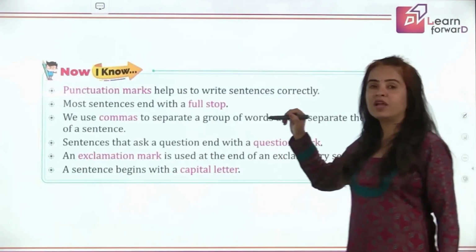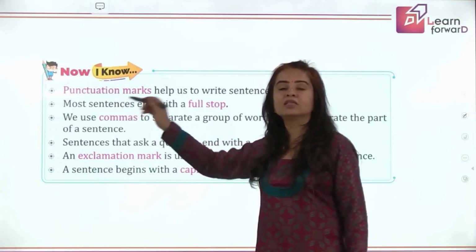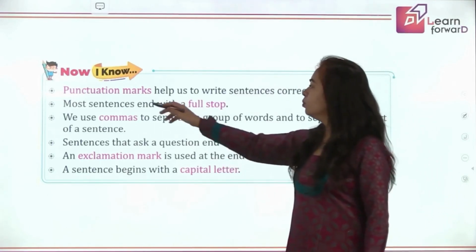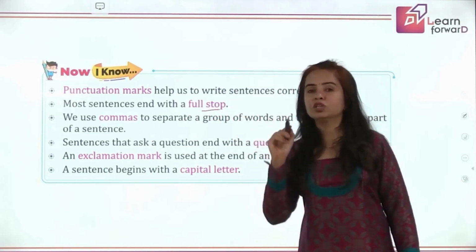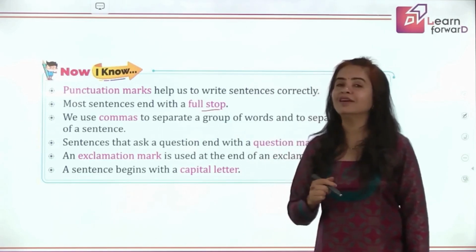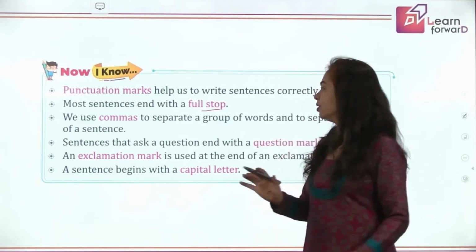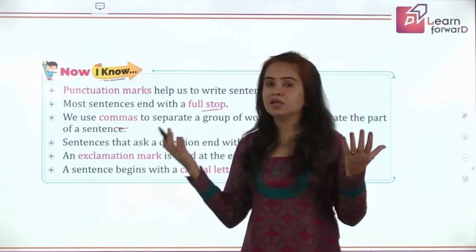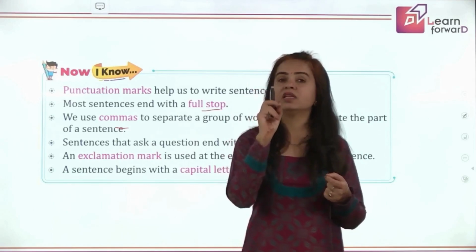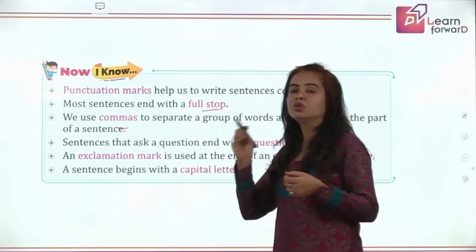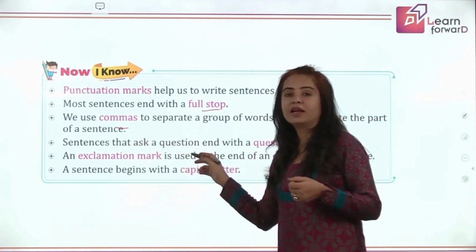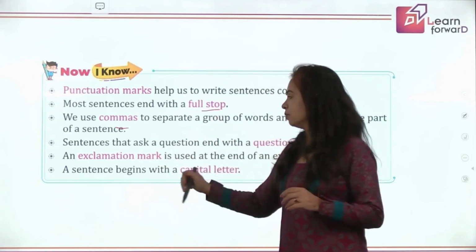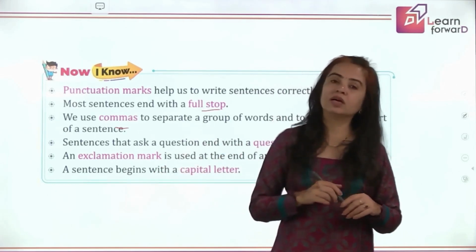And let's quickly recall what we have learned in punctuation marks and capital letters. What are punctuation marks? They are the special symbols that help us to write sentences and also speak properly. Most sentences end with a full stop, but we can put a question mark if it is a question, and we put a mark of exclamation if it is an exclamatory sentence. Then a comma is a small pause in the sentence wherever you want to give. Sometimes it is a list, so you are putting a comma, and sometimes after yes or no you are putting a comma. So a comma is used to give a small pause in the sentence. Then the sentences that ask questions end in a question mark, and even the exclamatory sentences end with a mark of exclamation. And you always begin a sentence with a capital letter.